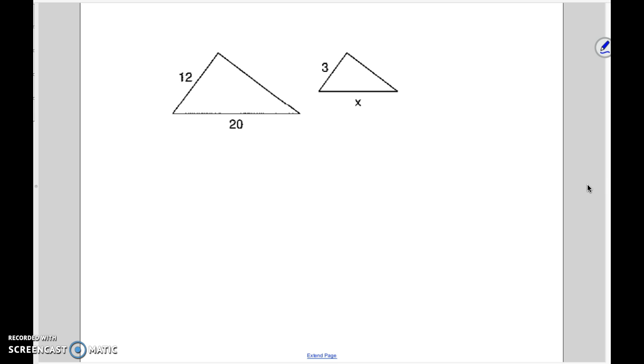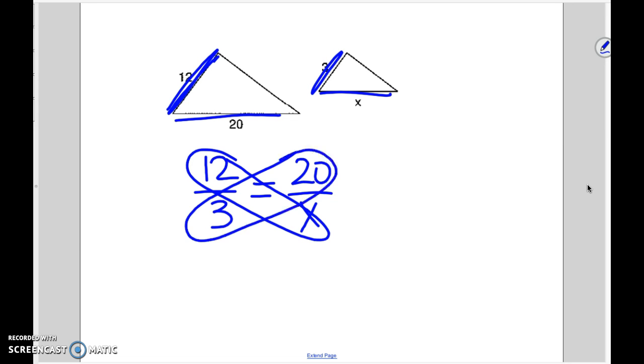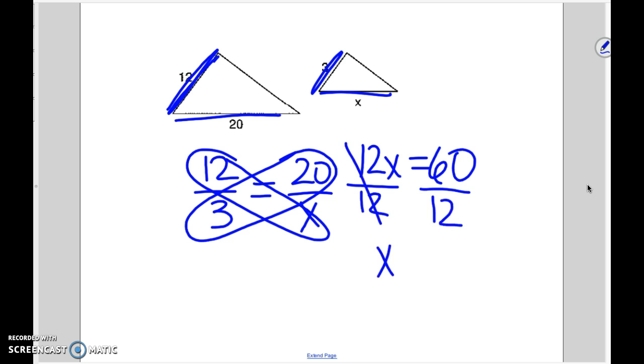So on these, the 12 corresponds with the 3, so that will be 12 to 3. You could have also started with the 20 first and did 20 to x, or you could have started with the smaller figure first. As long as 12 is across from x and 20 is across from 3, then you set it up correctly. So 12 times x is 12x, 20 times 3 is 60. Remember, your two steps are to cross multiply and divide. So once we cross multiplied, now this is a one-step equation, we divide by 12 on each side, and x will equal 5. So on that first one, you should have gotten 5.